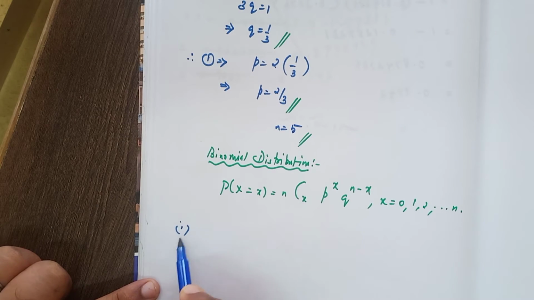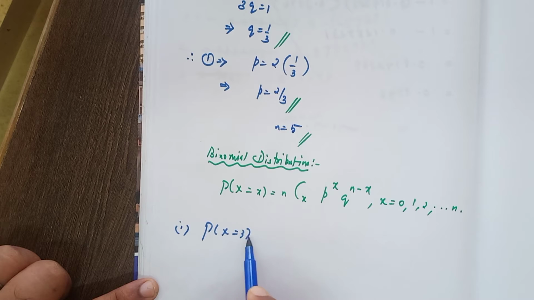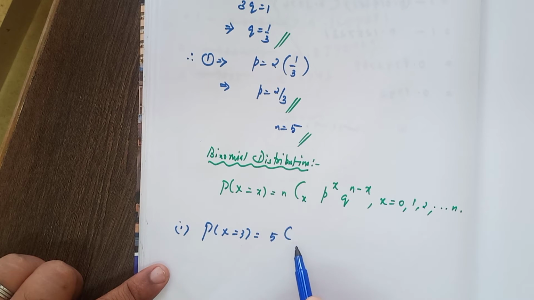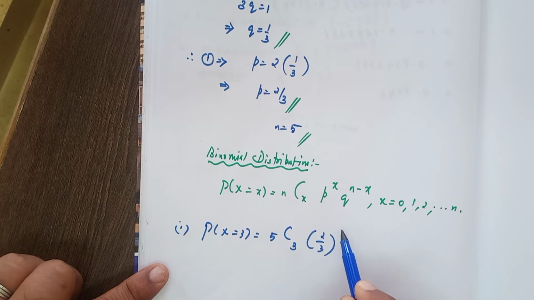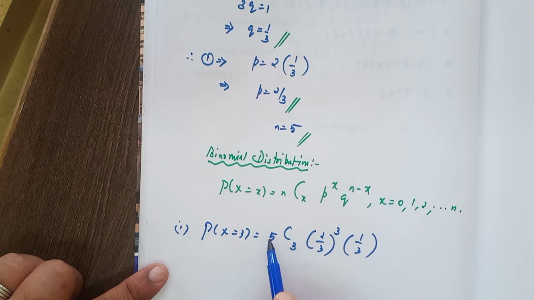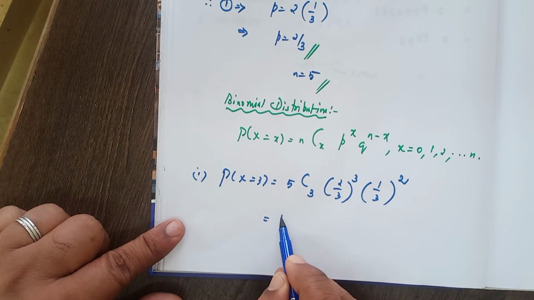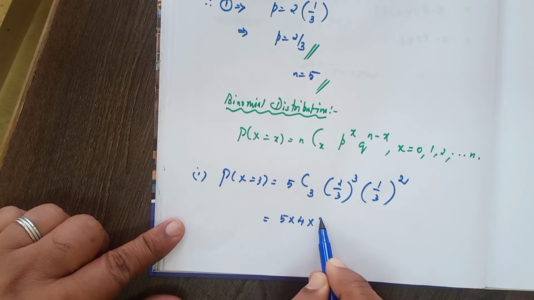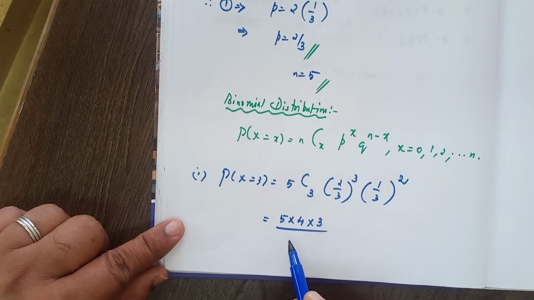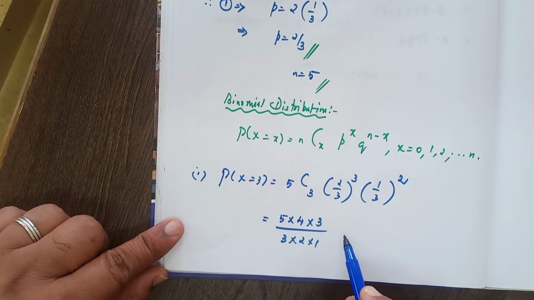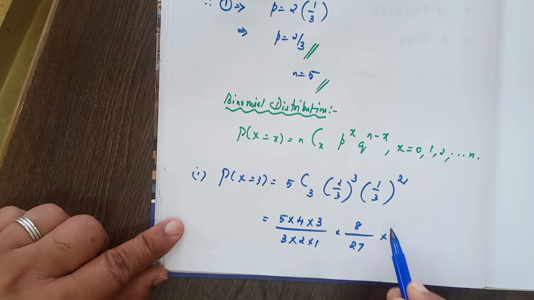First subdivision, probability of x equal to 3: n value 5, C, x value 3, here p value is equal to 2 by 3 power x value, here it is 3, q is equal to 1 by 3, power n minus x, 5 minus 3 is equal to 2. Then we have to simplify. That is equal to 5C3 is 5 into 4 into 3 divided by 3 factorial, that is 3 into 2 into 1, into 2 cube is equal to 8, 3 cube is equal to 27, 1 square equals 1 and 3 square is 9. Then we have to simplify.